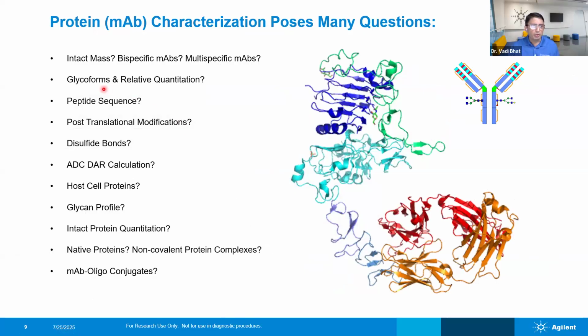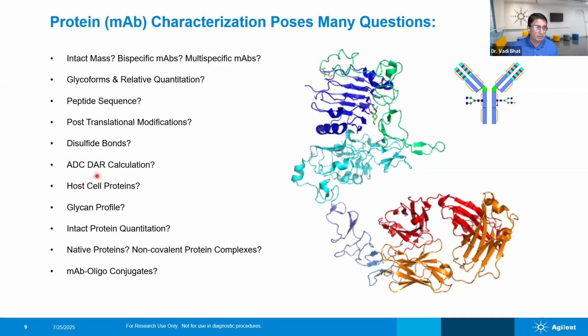Okay, so monoclonal antibody. When you look into the monoclonal antibody itself, there are many questions one can ask. Any analytical chemist or scientist, or those who are working on monoclonal antibody characterization, have many questions, right? So intact mass, are you working on bispecific, multispecific mAbs? What are the glycoforms, quantitation, sequencing, primary sequence, and particularly post-translational modifications, including the glycans. Disulfide bonds, whether they are scrambled.